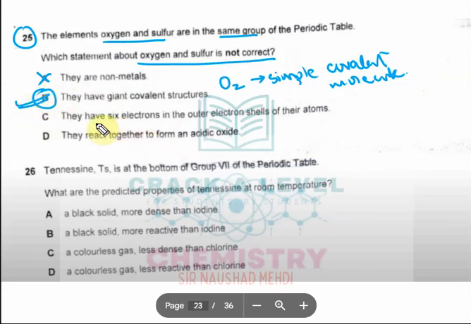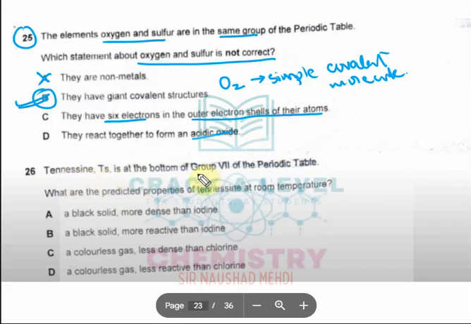Okay, and similarly, if you look at option C, they have 6 electrons just because they are present in group 6. Group 6 elements have 6 valence electrons in the last shell, and they are both non-metals, so they will react to form acidic oxides also. Now MCQ number 26.